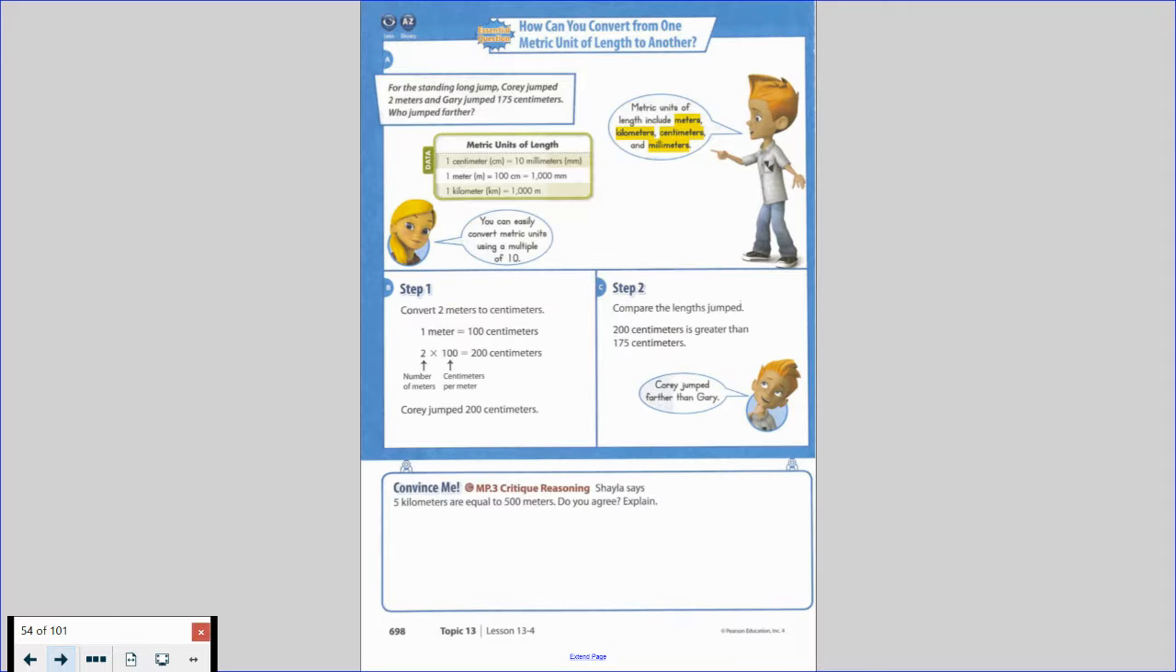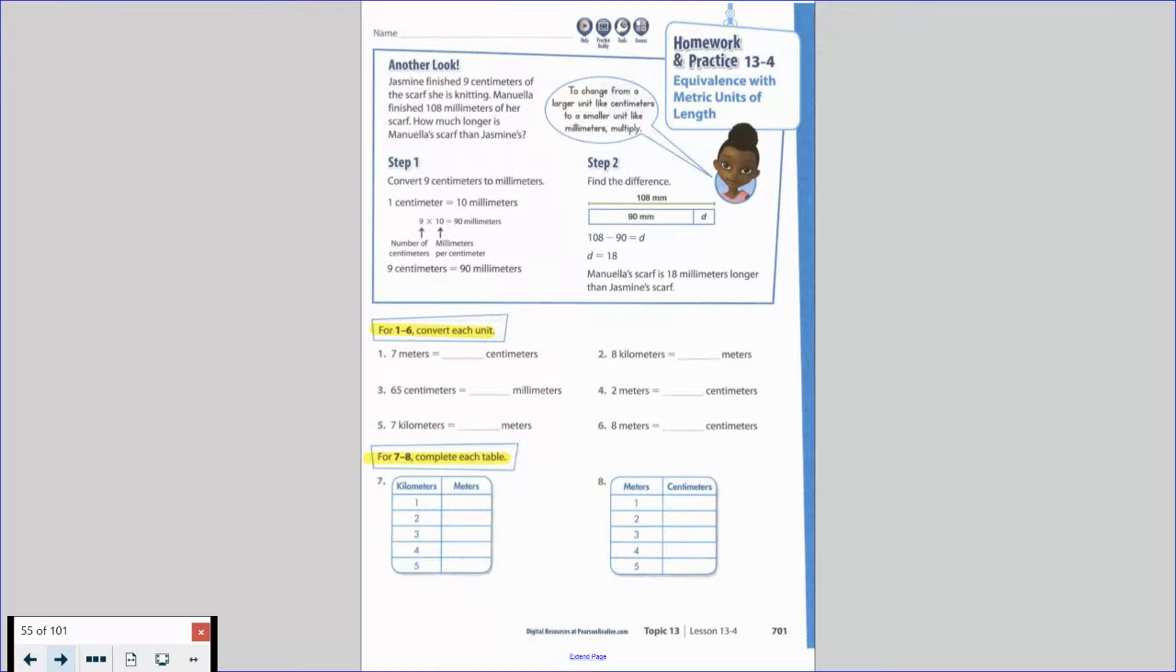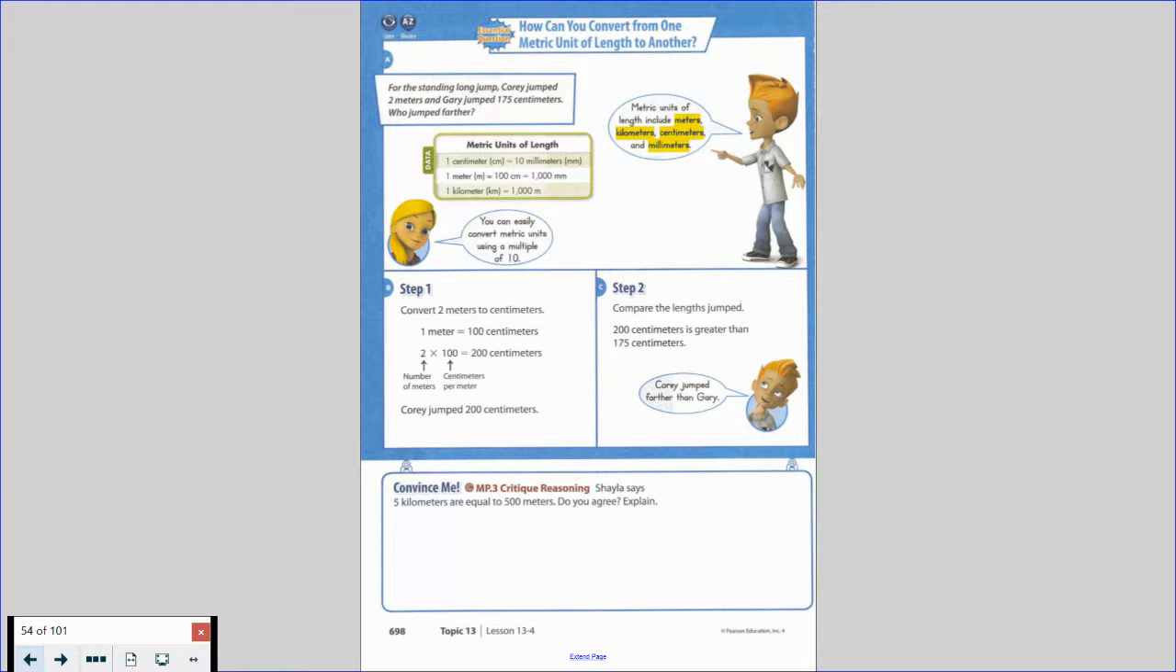Now, today we're going to be focusing on the homework page, but I do want to remind you that you have a conversions chart. It's back in your math book on page 698, which was your visual learning page. So go back and use that conversions chart if you don't have these conversions memorized in your head. Okay, so remember that that chart is there.